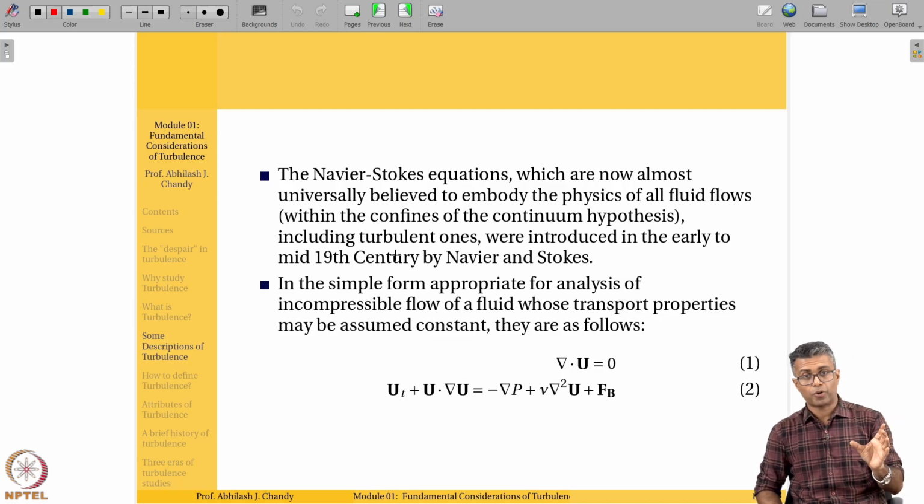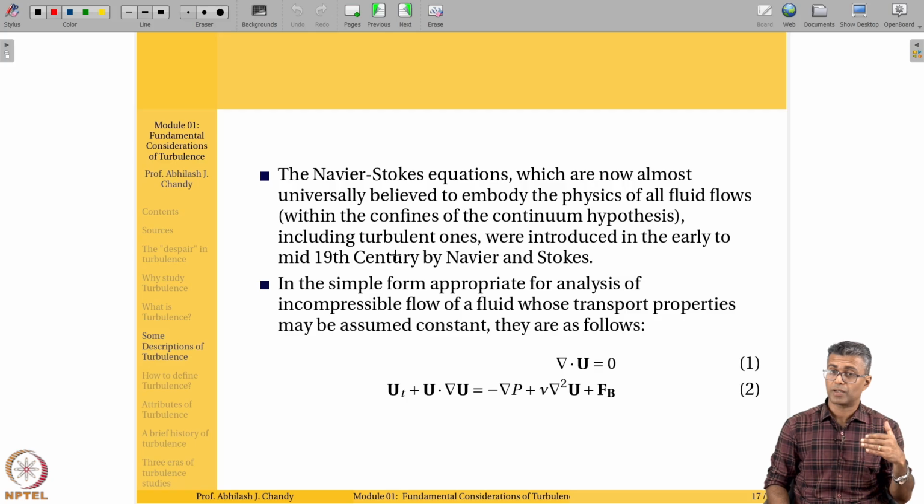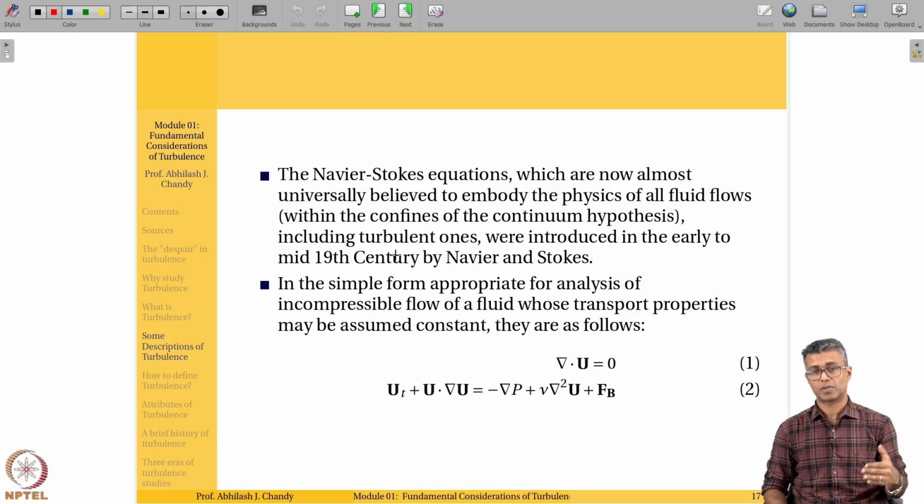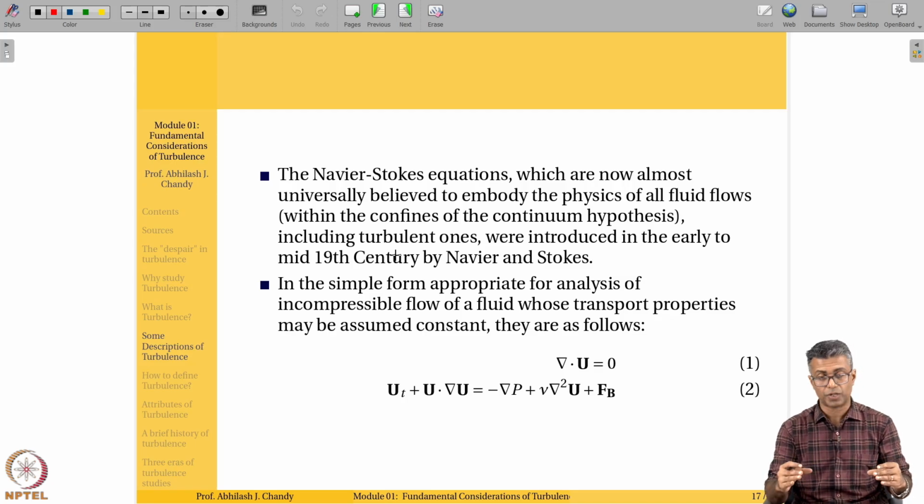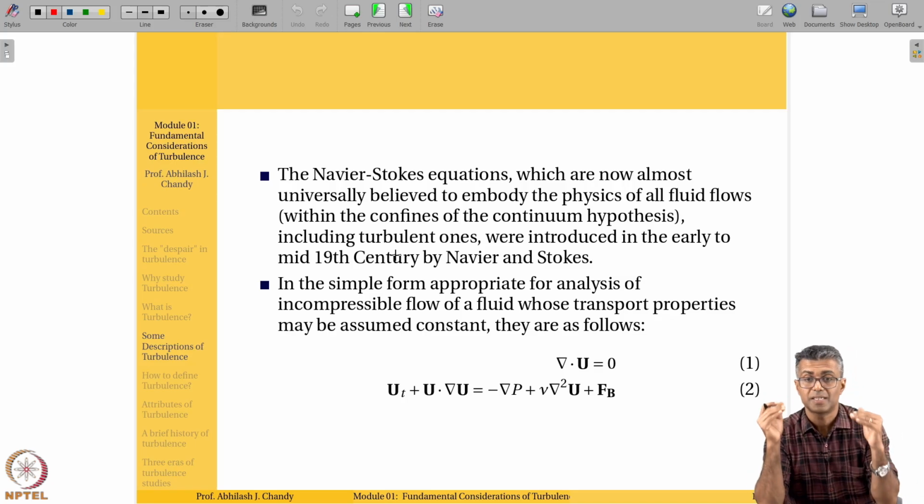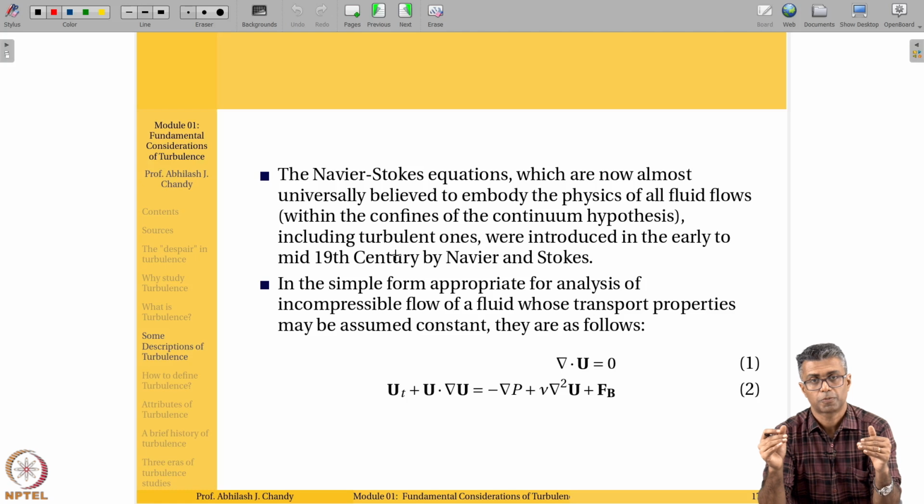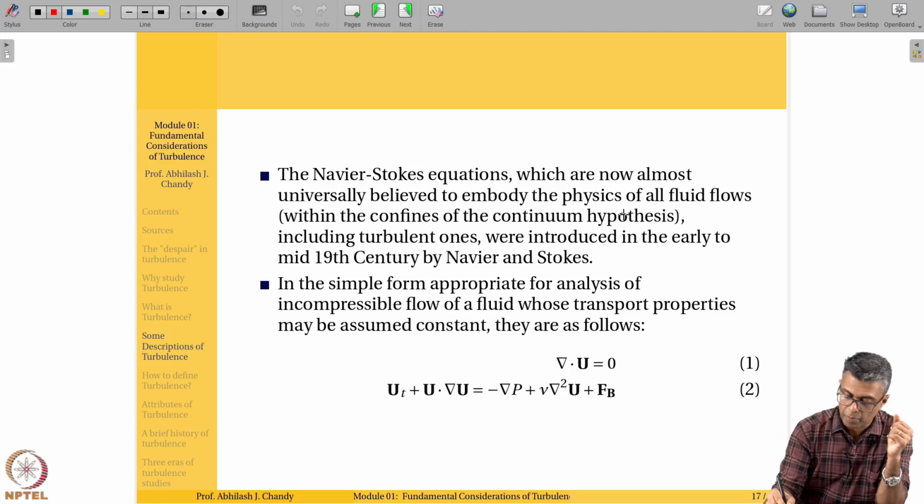There's one additional point that I want to make here. This is within the confines of the continuum hypothesis. When you talk about fluid mechanics, definitely in turbulence, we talk about the continuum hypothesis being invoked. Okay? And the Navier-Stokes equations within the confines of the continuum hypothesis describe the turbulent flows. What do I mean by continuum hypothesis?